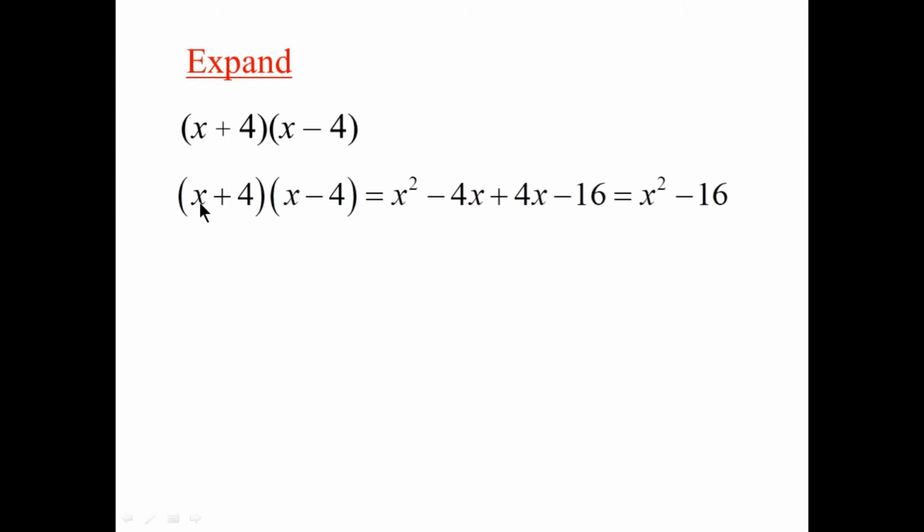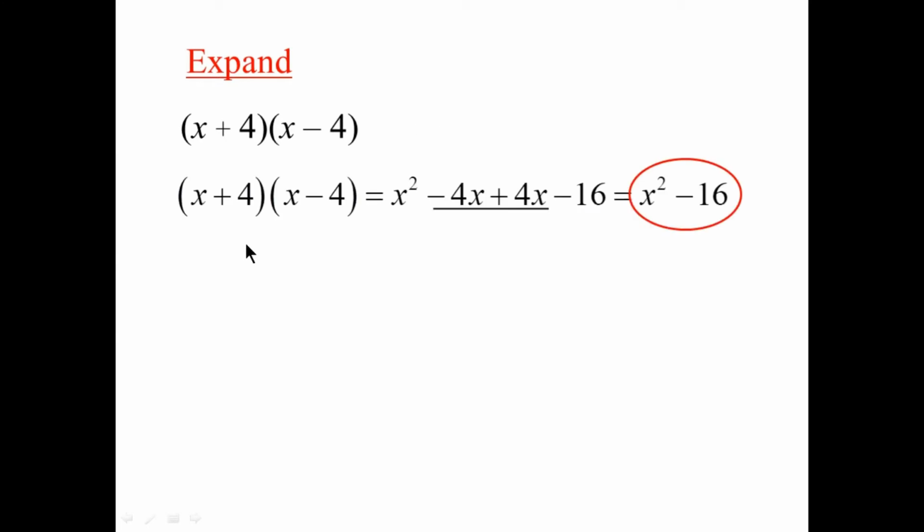X times each of these terms, so it's x squared minus 4x. And 4 times each of these terms, so it'll be plus 4x minus 16. Now we notice that these two offset each other, and so they disappear, and we end up with just x squared minus 16. So, more simply put, the product of these conjugates is just x squared minus 16. This just shows why it's x squared minus 16.